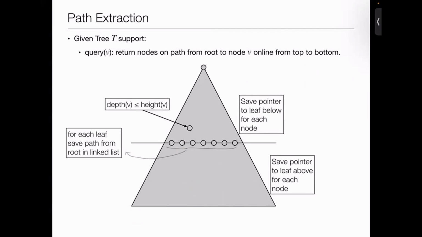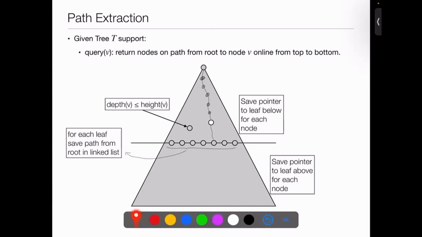How do we do a query? Well, if you ask for a node in the top, you just go down to your leaf here, and you traverse the linked list you have saved from the beginning until you don't want to read anymore. So that's easy. What if you're in the bottom here? Now you don't have a list.